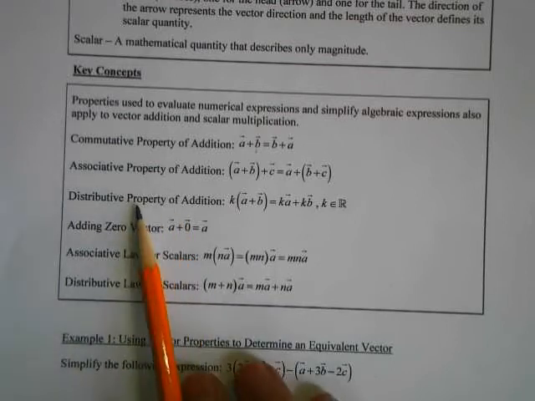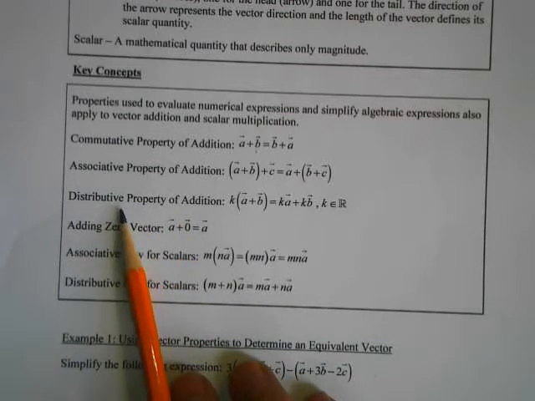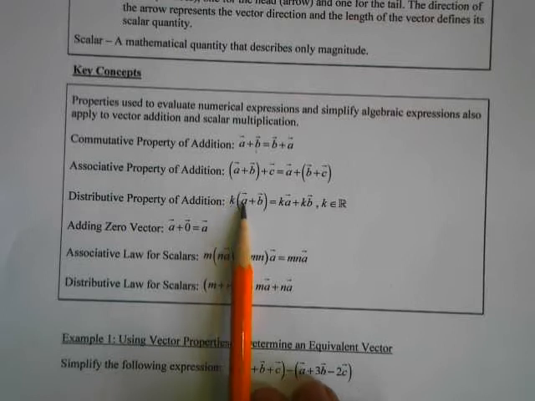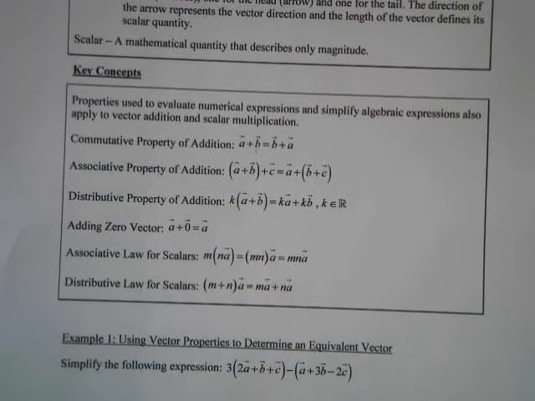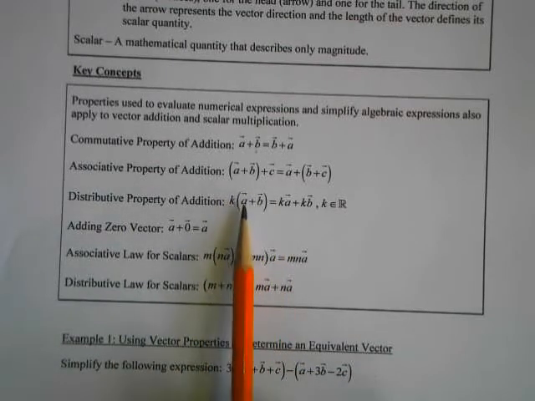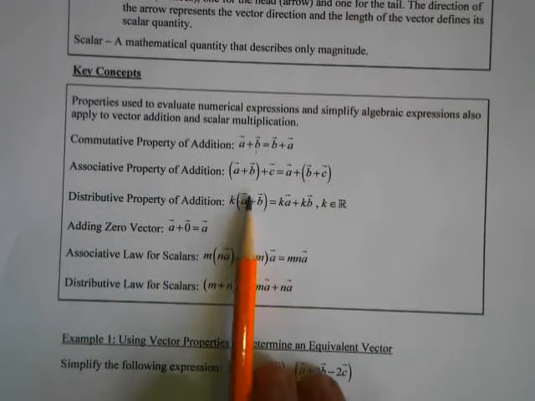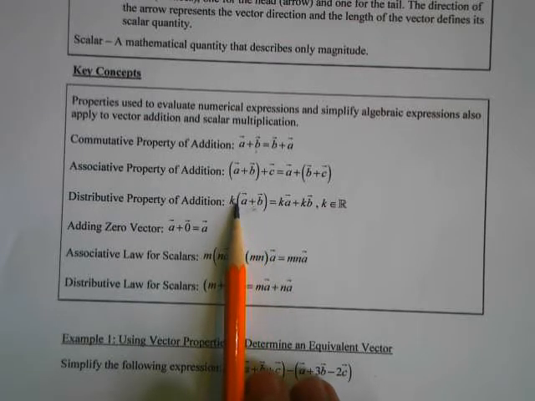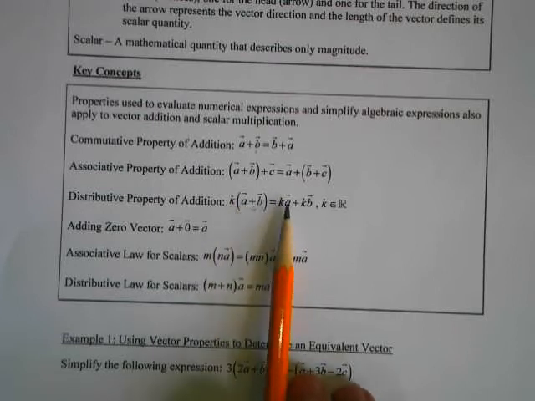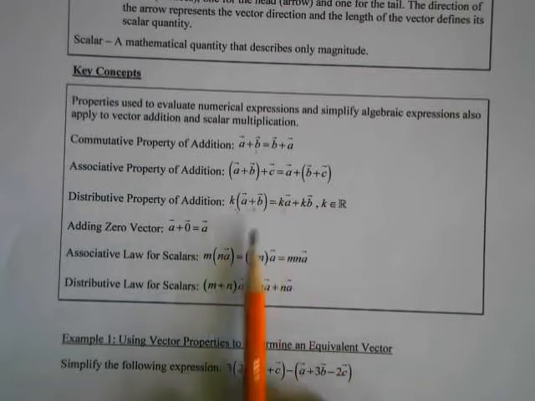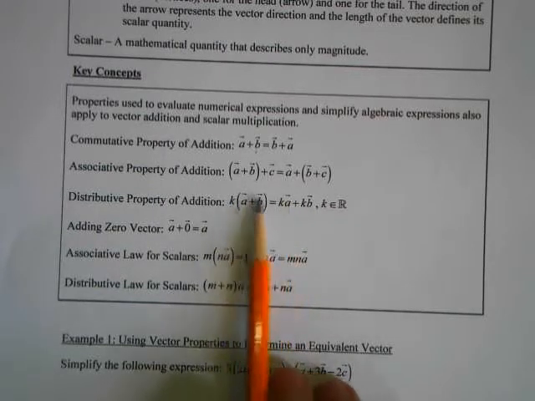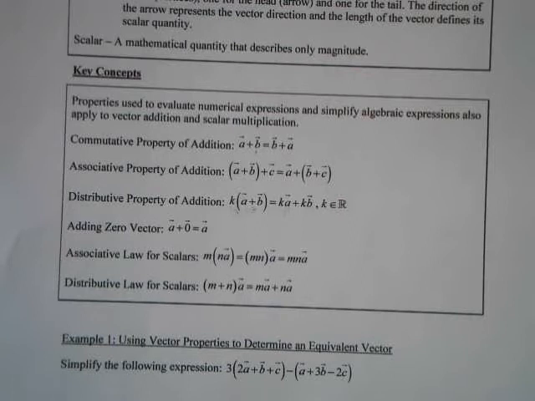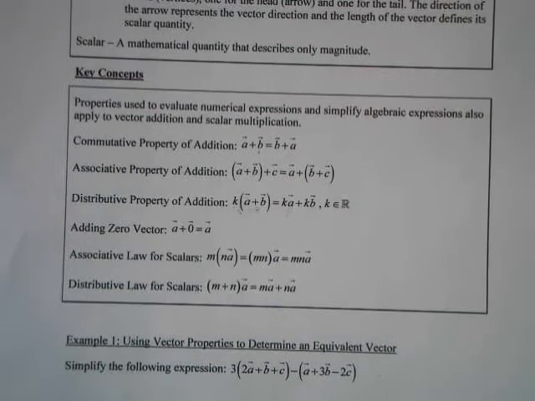And distributive, once we multiply by a scalar k with two vectors. So you could just add the vectors together and then multiply the result by the scalar k, or you could multiply each of the vectors by k first and then add those two new vectors together. So the distributive property definitely applies to vectors.